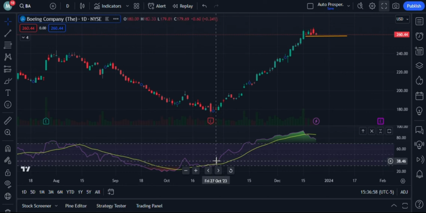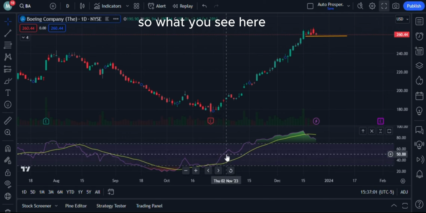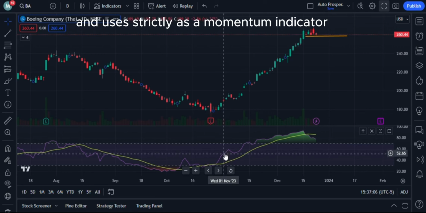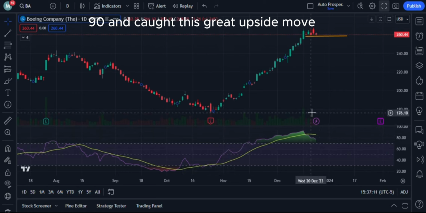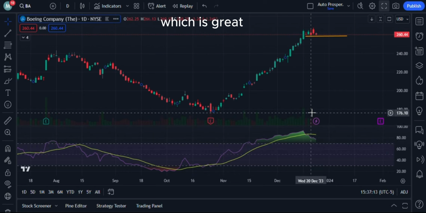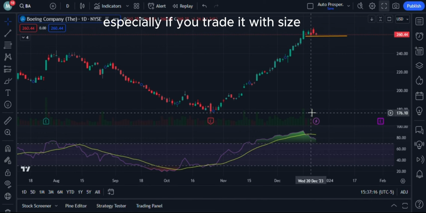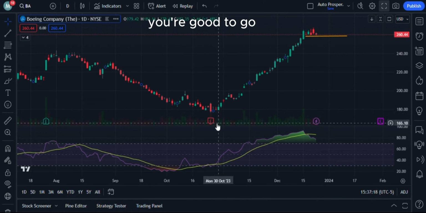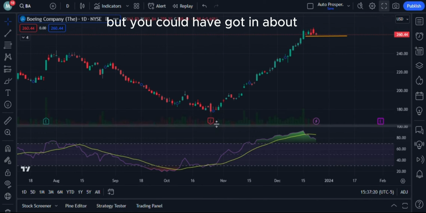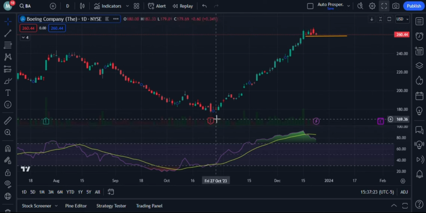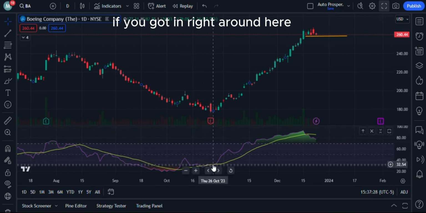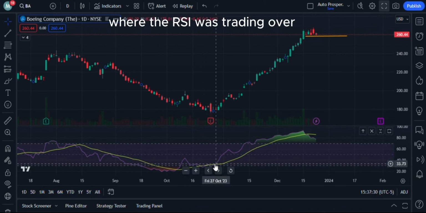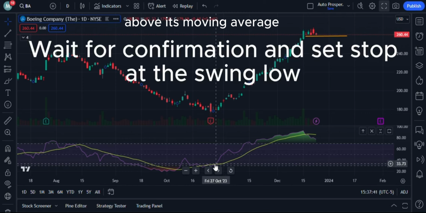in your favor. So what you see here is if you had gotten in above the 50, like what I just discussed, and used it strictly as a momentum indicator, you would have got in here right around 190 and caught this great upside move, which is great. You still made a lot of profit, especially if you traded with size. You're good to go. But you could have got in about 10 points earlier, right? You could have caught an extra 10 points if you got in right around here where the RSI was trading over above its moving average.